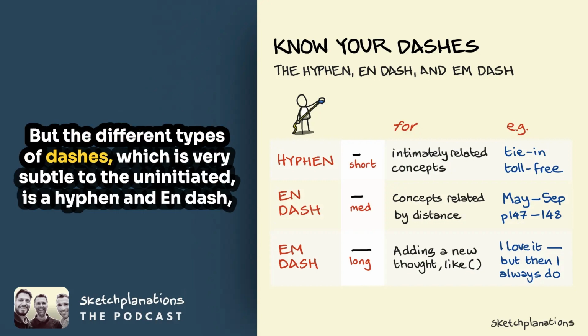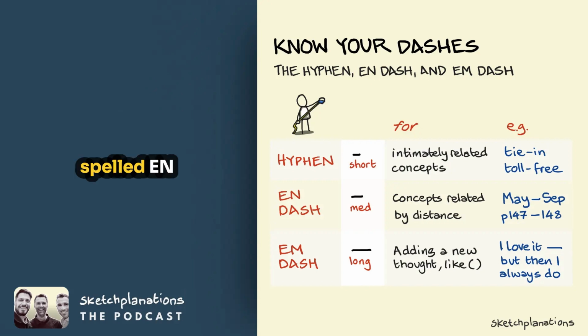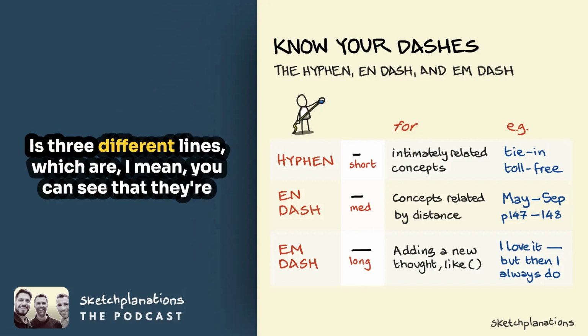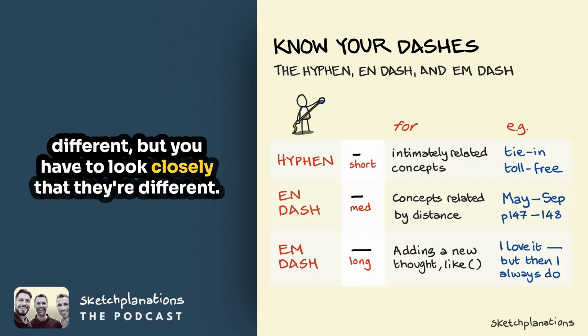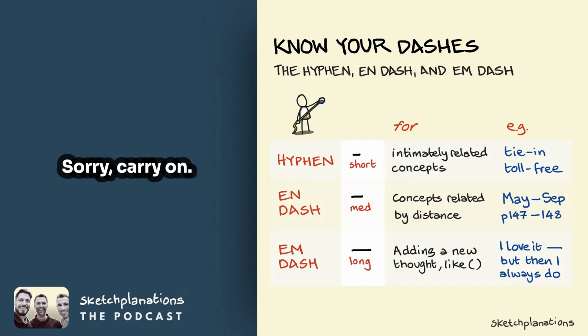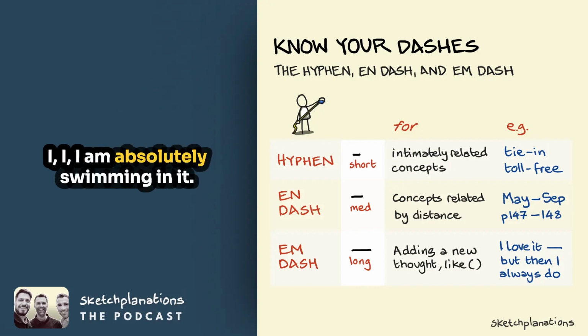But the different types of dashes, which is very subtle to the uninitiated, is a hyphen, an N dash, spelled E-N, and an M dash, spelled E-M. And I quite like it because the second column in my table is 3 different lines, which, I mean, you can see that they're different, but you have to look closely. I already love the subtlety of this sketch. Sorry, carry on. I am absolutely swimming in it.